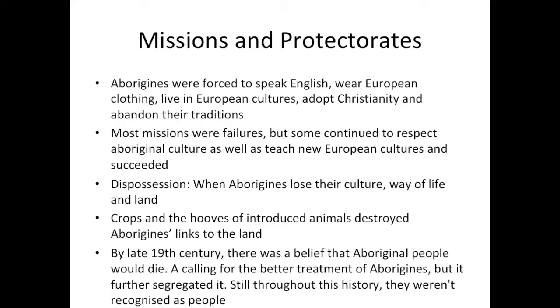Crops and the hooves of introduced animals destroyed Aborigines' links to the land. By late 19th century, there was a belief that Aboriginal people would die. There was a calling for the better treatment of Aborigines, but it further segregated them. Still, throughout the history, they weren't recognized as people, and until the referendum in 1967, Indigenous people were classified under the Flora and Fauna Act.